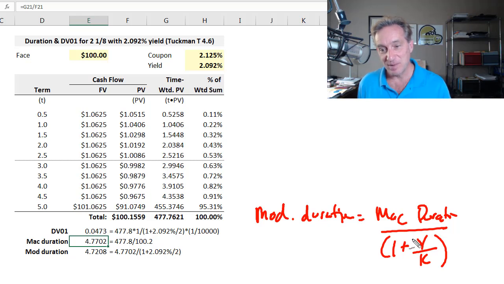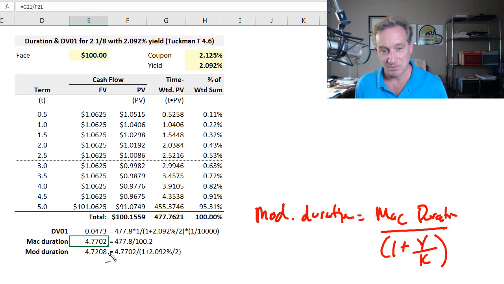In any discrete compounding, K is going to be 2 most likely, but could be 12 for monthly or 250 for daily. We're going to have a value that's greater than 1 in the denominator. And so in any discrete compounding scenario, the modified duration will be slightly less than the Macaulay duration, which is the case here. The modified duration you can see here is 4.7208, also years. The units of both are years, but our modified duration is the preferred measure of our interest rate risk.